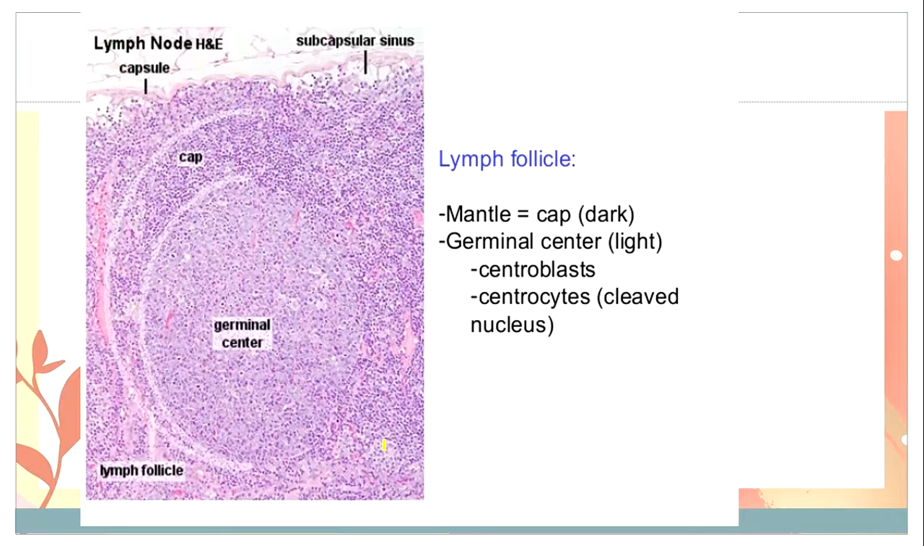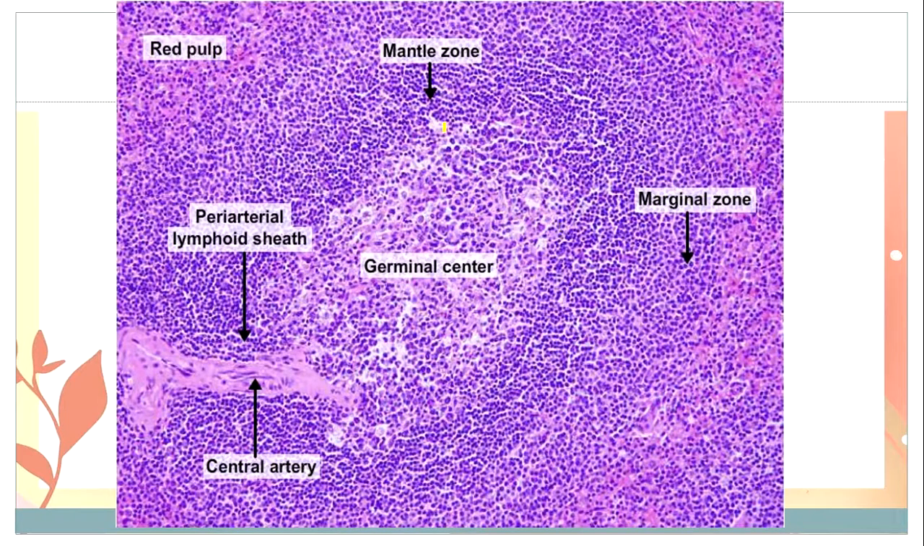This is the histological photomicrograph showing the presence of paler area in the middle, which is known as the germinal center, and it contains centroblasts and centrocytes. The outer cap is known as the mantle zone. The mantle cell lymphoma arises from the mantle zone, and outside the mantle zone lies the marginal zone, from which arises marginal zone lymphoma.